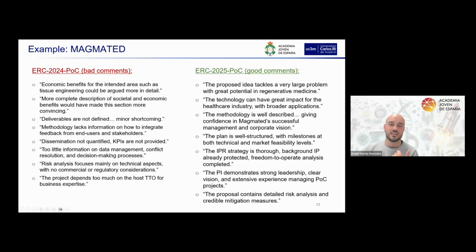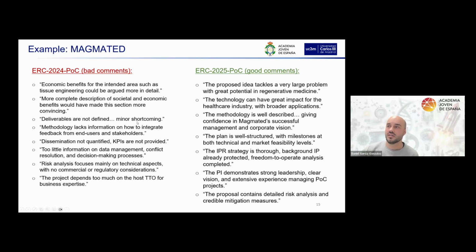Second grant, it was a little bit different. It was more related to a kind of new diagnostic method. So basically, bad comments. Economic benefits for the intended area, such as tissue engineering, could be argued more in detail. More complete description of societal and economic benefits would have made this section more convincing. Okay, so essentially, you need to provide better statements in the very beginning to motivate how big the potential market is and have a clear link with that.